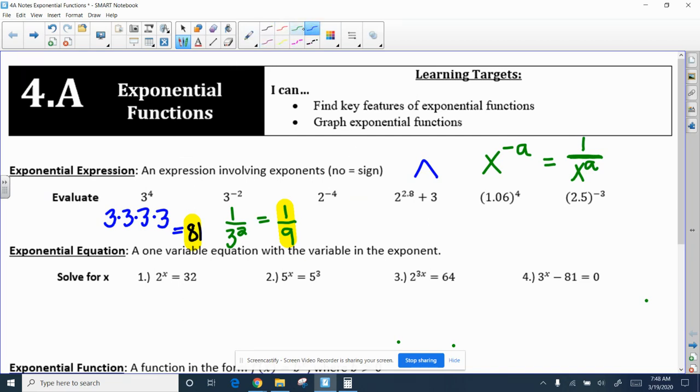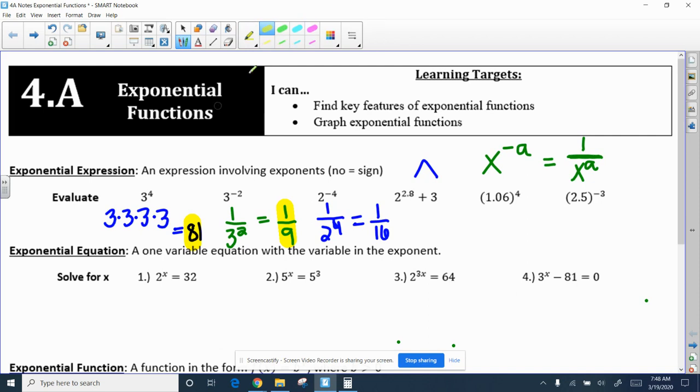All right, next one is 2 to the negative 4 power. So again, that means 1 over 2 to the 4th power. So I jumped the line to the bottom of the fraction, and I switched the negative 4 to a positive 4. Jump the line and switch the sign. So then this would simplify to 1 over 2 to the 4th power. 2 to the 4th power, 2 times 2 times 2 times 2, is 16.